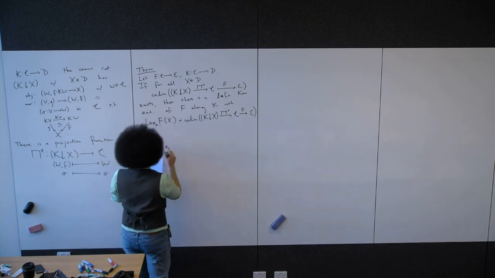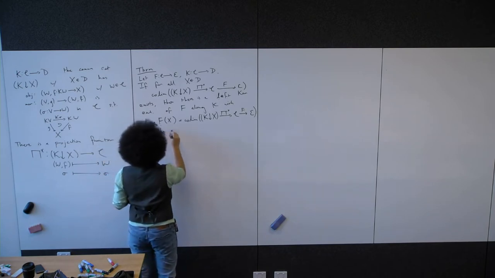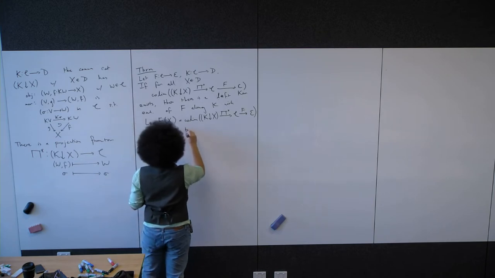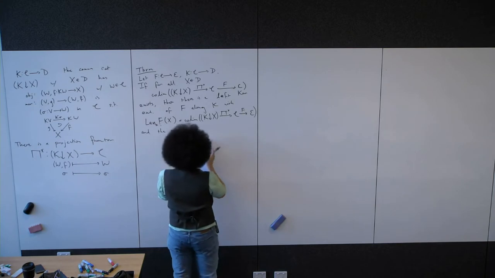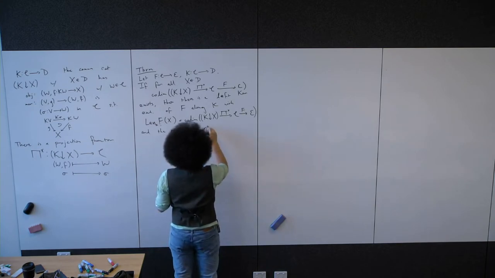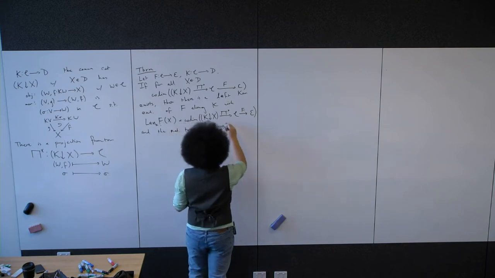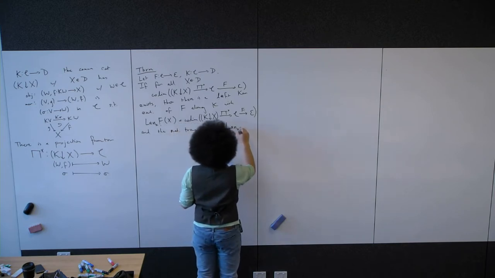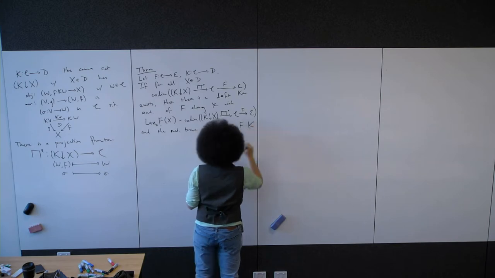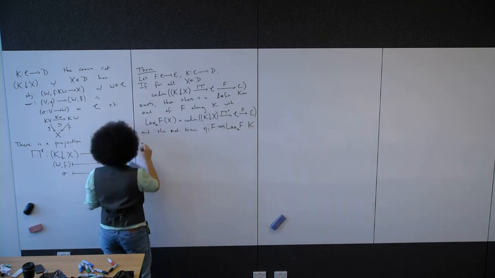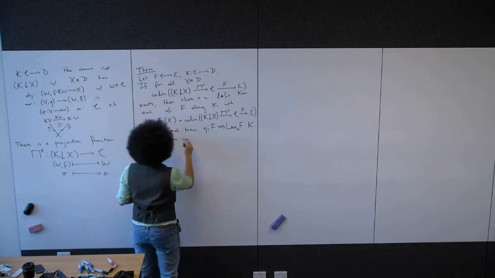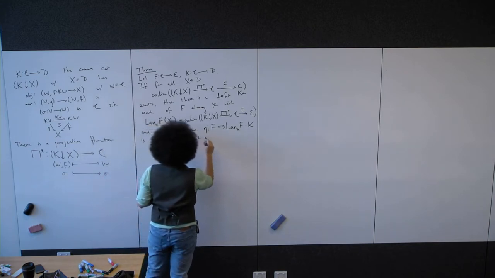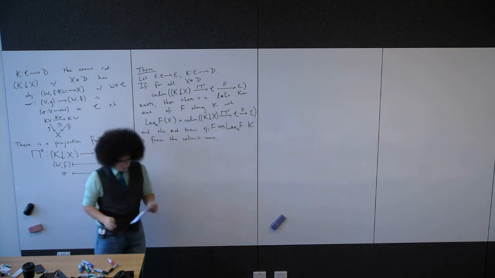And the natural transformation, because a Kan extension comes equipped with a natural transformation eta from F to this Kan extension composed with K, is from the colimit cone. And we'll see what that means during the proof.